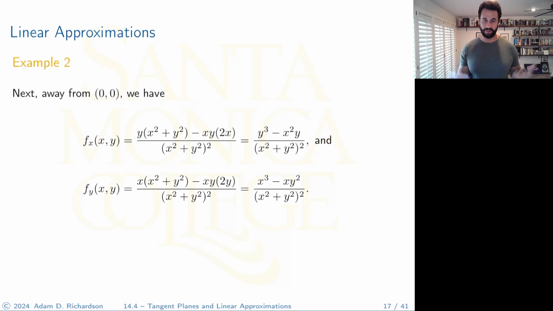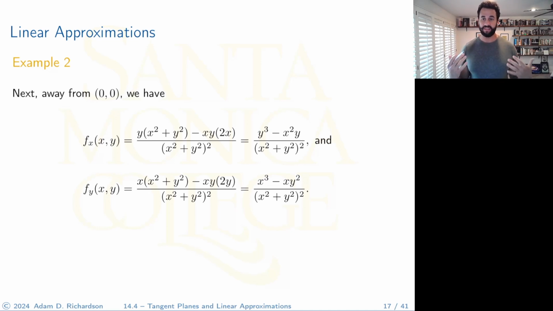Away from 0, the partial with respect to x is this. And what I used here was just the quotient rule, good old quotient rule. That's why you're seeing this minus this over this squared. Simplify, you get this. Do the same thing with respect to y. This minus this over this squared. Simplify, you get this. So that's what the partial derivatives are away from 0.